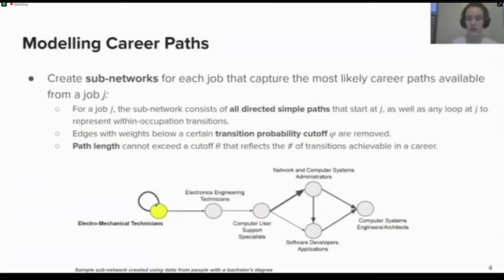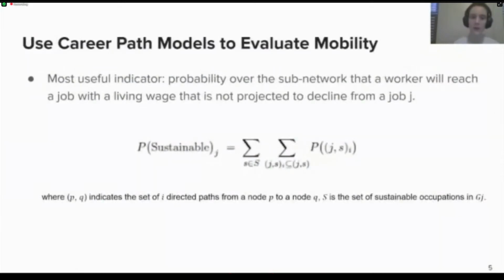subnetworks for each job that capture the most likely career path available from that job. We do this by grabbing all directed simple paths that start at job J and further simplifying our models by removing edges with weights below a certain transition probability, as well as terminating paths that exceed the number of transitions that could be realistically achieved within a single career. Once we have these models, we can use them to develop indicators that evaluate occupational mobility.